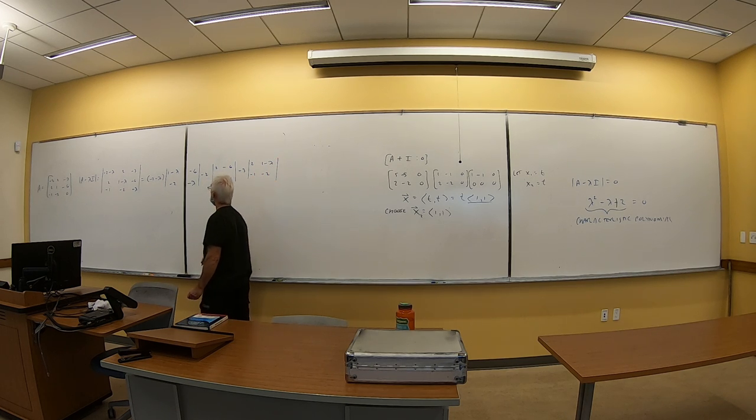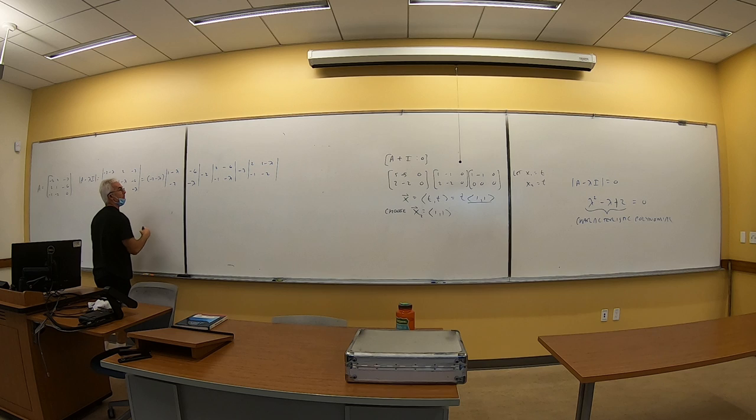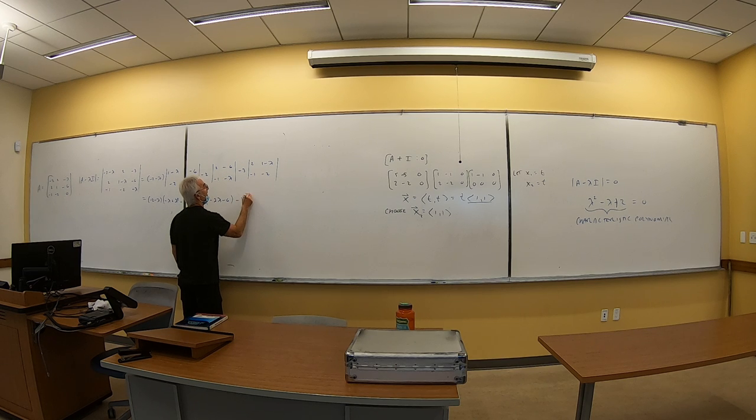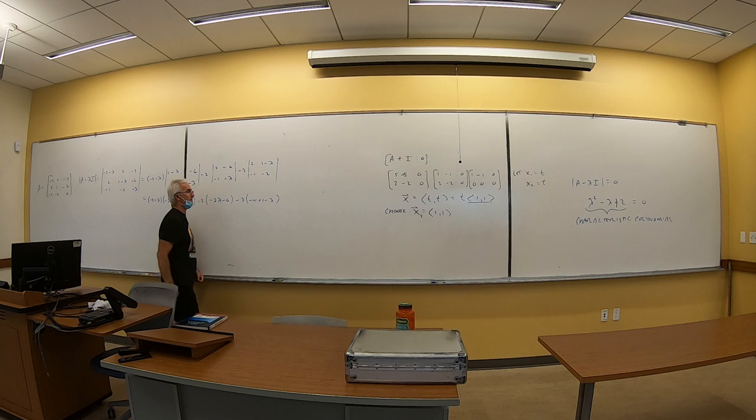Now, when I start doing this, obviously, that's probably the worst of the bunch, right? So what am I going to get here? I'm going to get negative lambda plus lambda squared minus 12. Here I'm going to get negative 2 times negative 2 lambda minus 6. Here I'm going to get negative 3 times negative 4 plus 1 minus lambda. Does that look right?